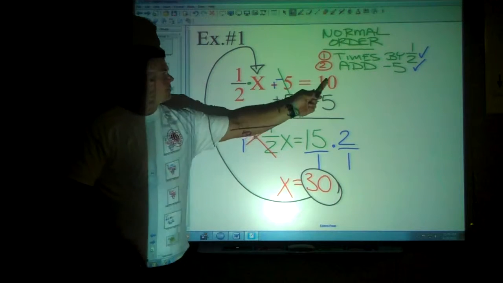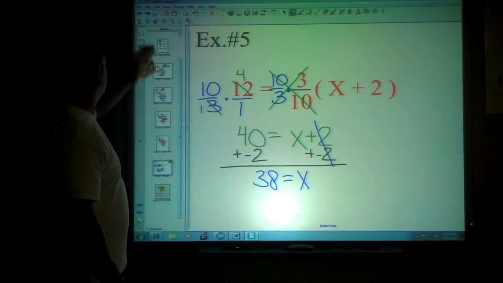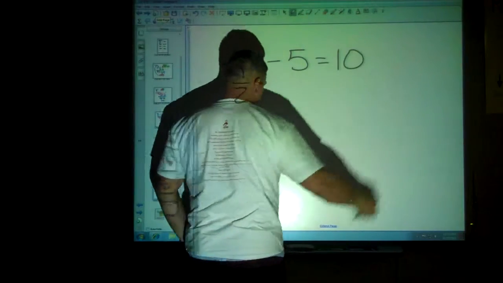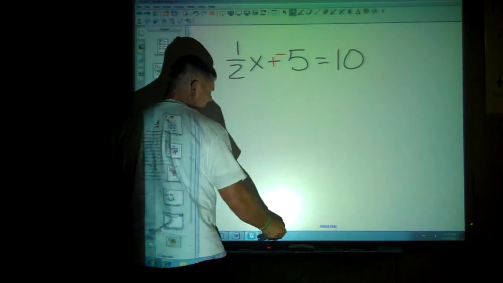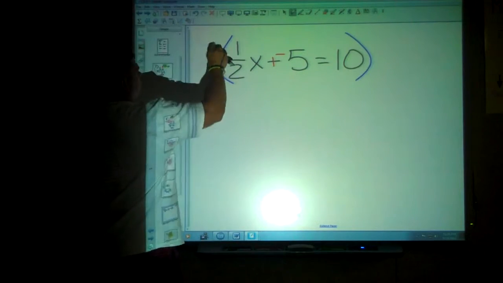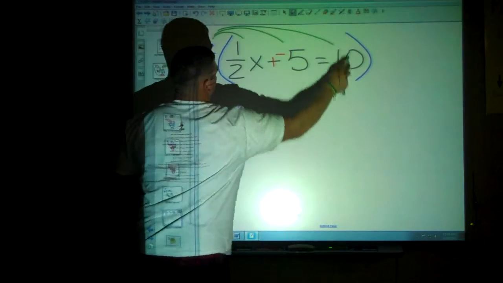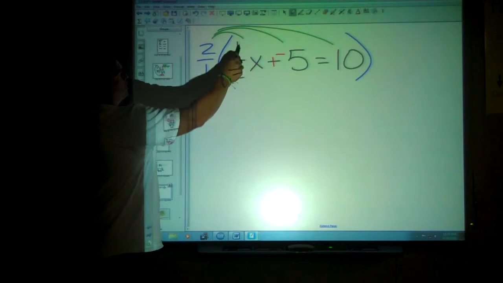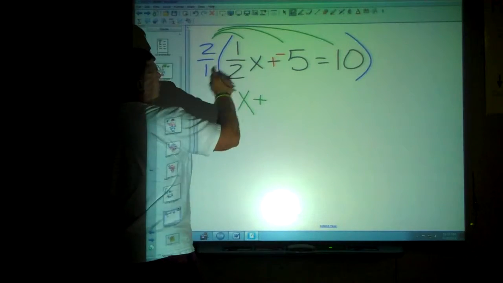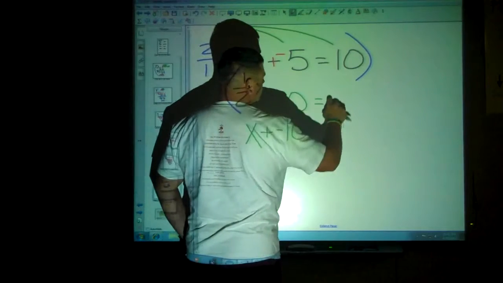Looking back at this problem, you had a fraction in it. If I were to give you another example of that, 1/2 x minus 5 equals 10. You can change that to plus negative 5. And then one thing I think about is multiplying everything by 2 over 1, like a distributive property. This 2 over 1 times that 1/2 will cancel them out, leaving you with just x. This 2 over 1 times that negative 5 will make negative 10. This 2 over 1 times that 10 will make 20.